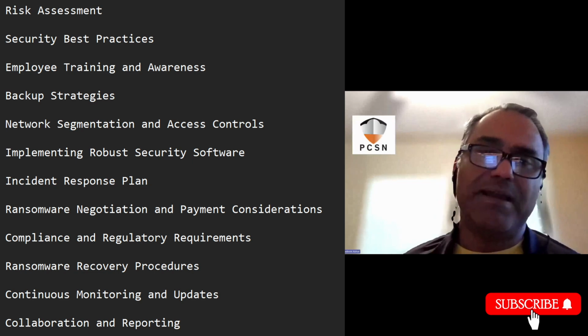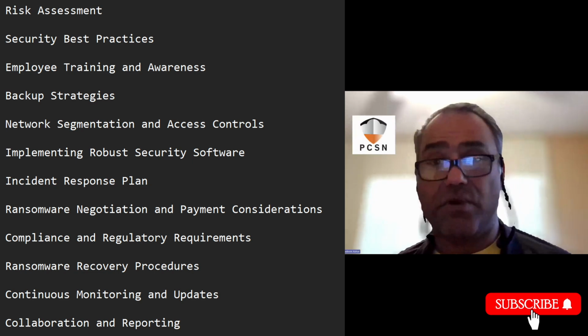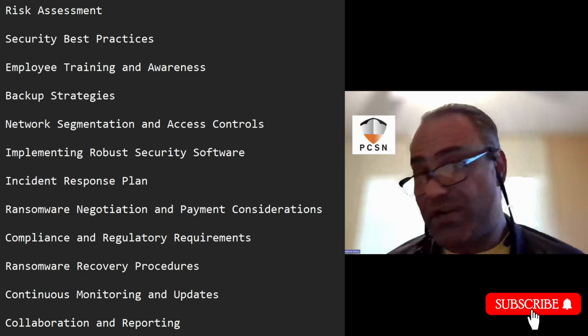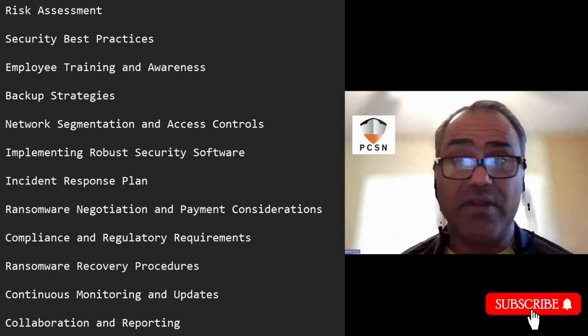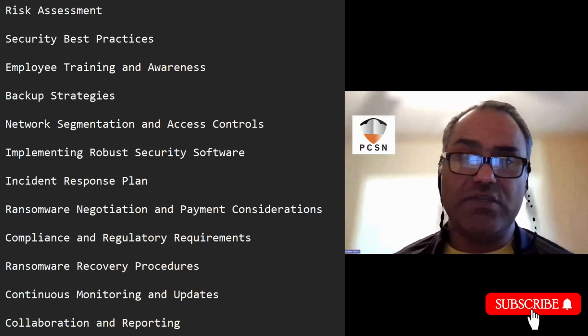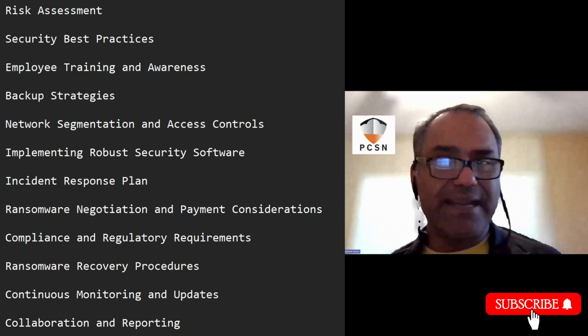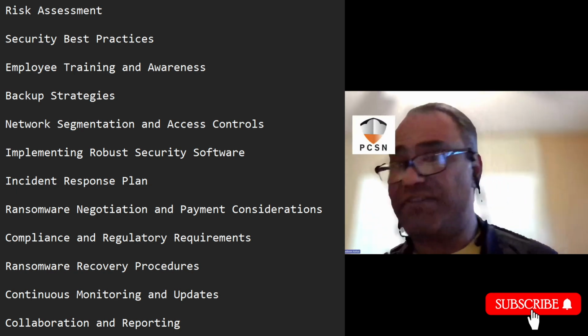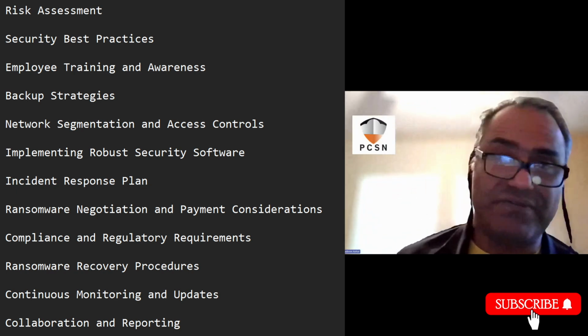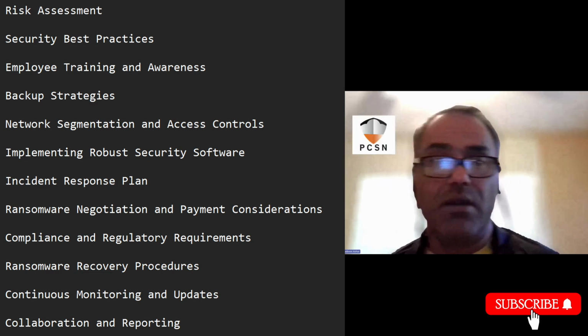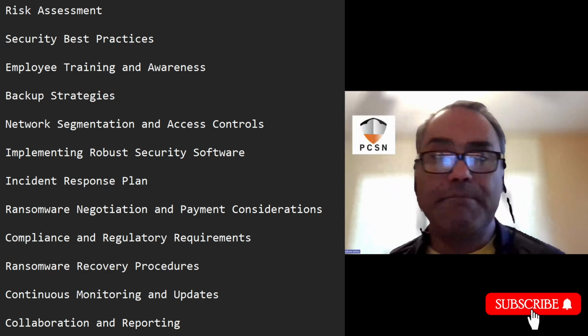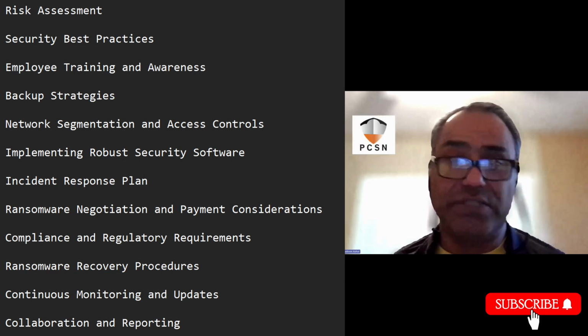You also want to keep in mind what kind of compliance and regulatory requirements your company or industry might have, because some regulations intersect with ransomware prevention strategies. For example, if you have to comply with HIPAA or GDPR, whatever it is, you want to make sure that you take those into account.